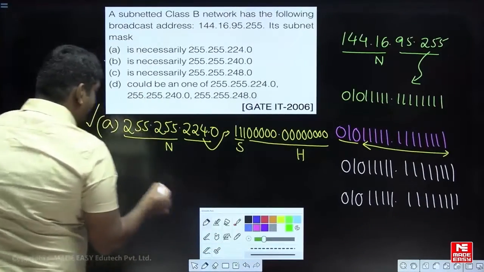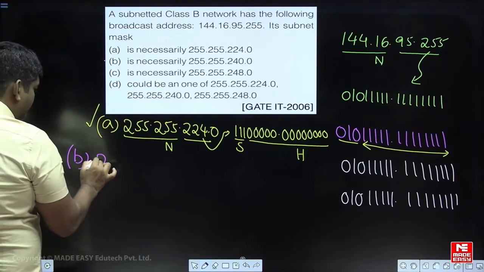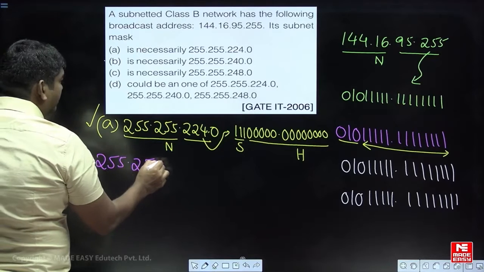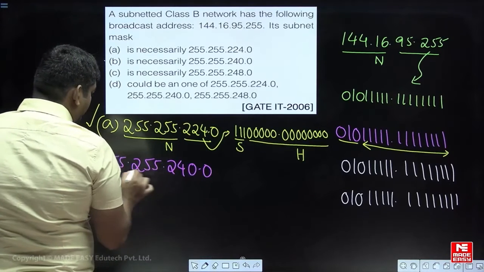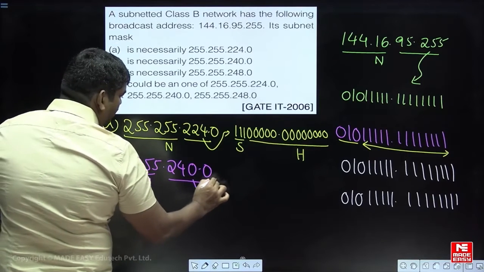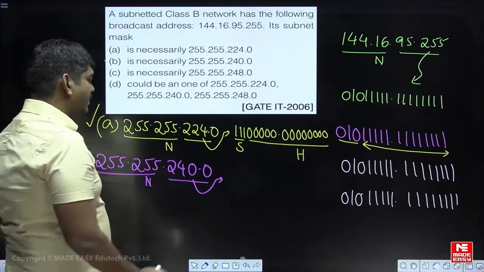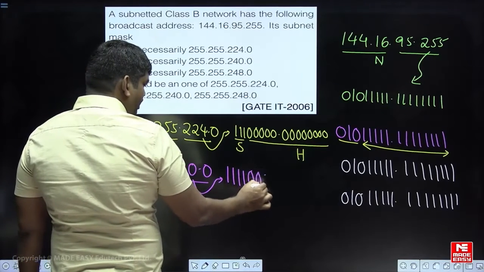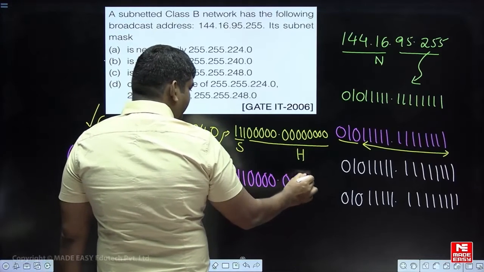So now if you check option B, this option B I can write like this: 255.255.240.0. These are all the network bits, because it is a class B network as given in the problem. The remaining bits, if I convert into binary, are 4 ones followed by 4 zeros, and this 0 I can write like this.